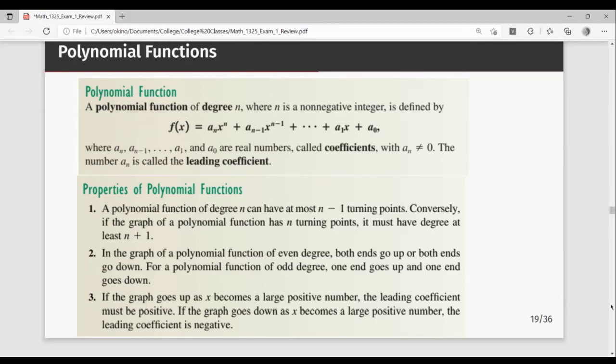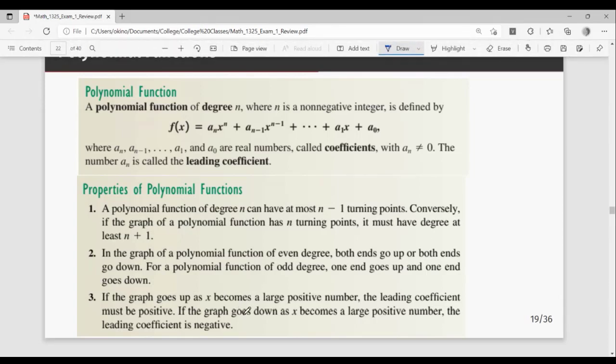And lastly, we have that as x goes to infinity, right, as x becomes a really large number, and our graph becomes a really large number, then the leading coefficient has to be positive. And if the opposite happens, then it has to be negative.